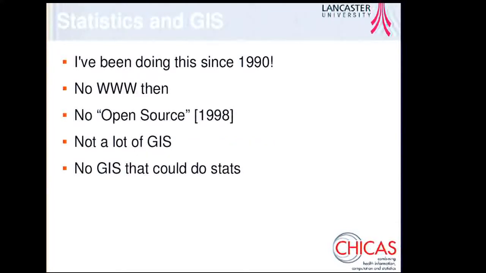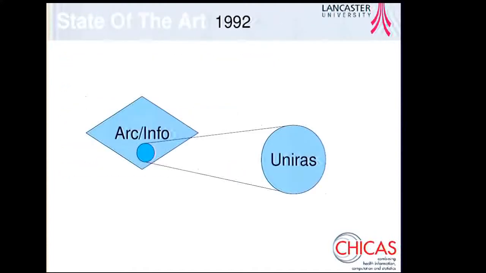Right. Statistics in GIS is what I've been doing in my career since 1990, which is probably before a lot of you were eating solid food, right? Some of you, most of you were probably born, but a lot of you were, you know, 2 and 3, I know. There was no World Wide Web then. There was no open source, which was a term coined in 1998. There was not a lot of GIS, and there was no GIS that could really do statistics to the extent that we wanted to do it.